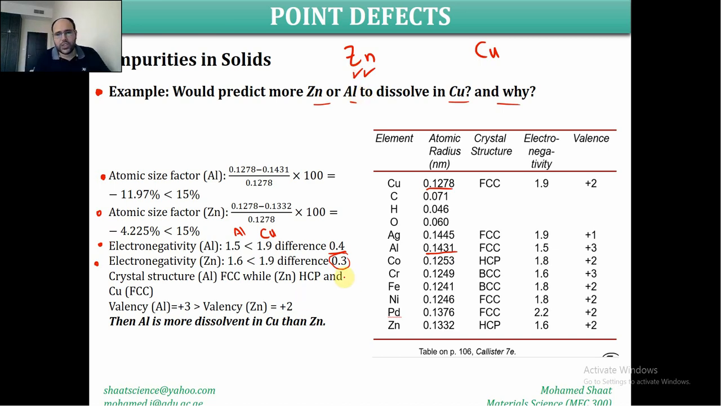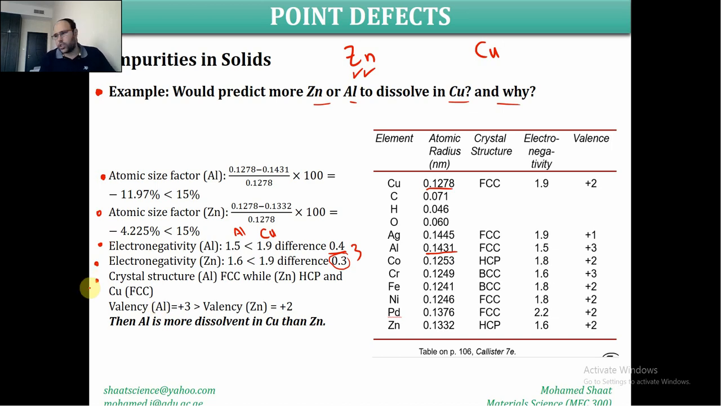Why? The difference in electronegativity between zinc and copper makes zinc more likely to form a substitutional solid solution with the copper than the aluminum does. But as you can see, the difference is not that big: 0.3 versus 0.4. Still, zinc is more preferred according to the electronegativity.